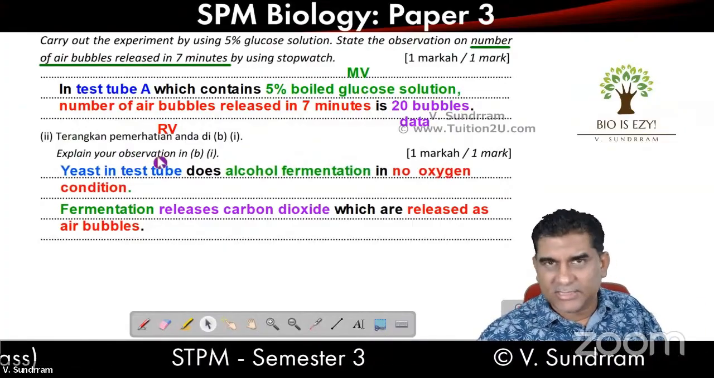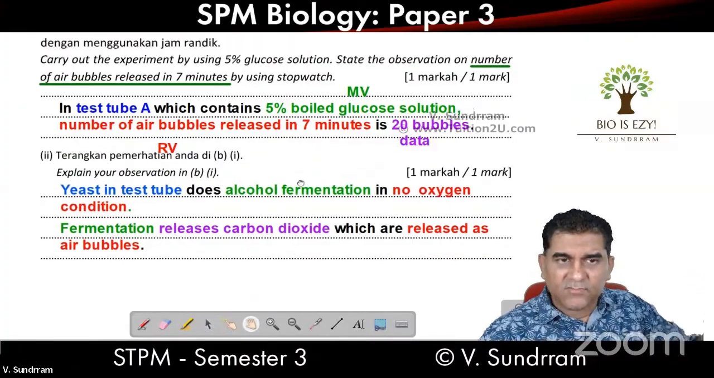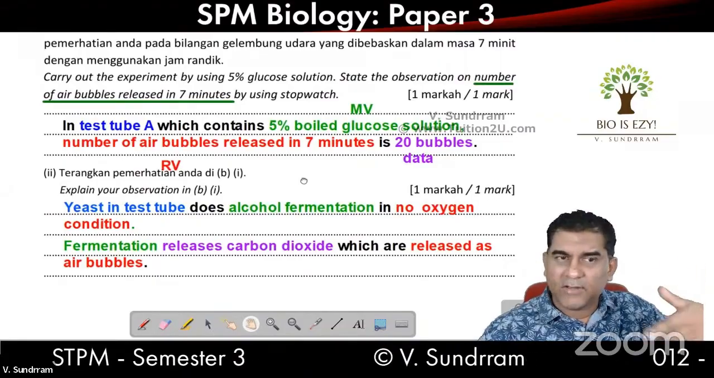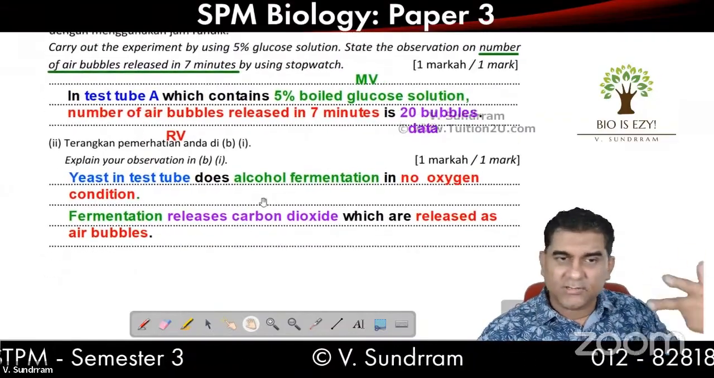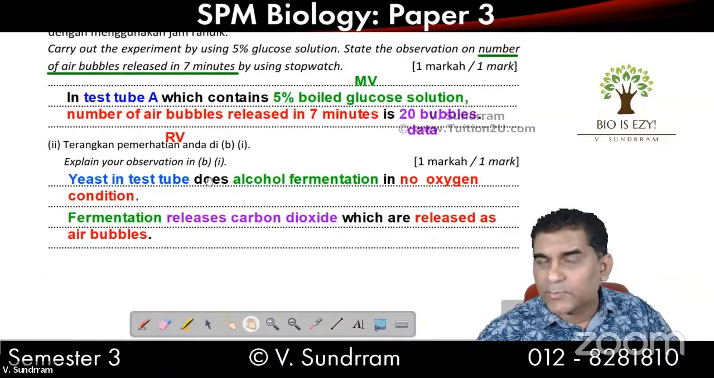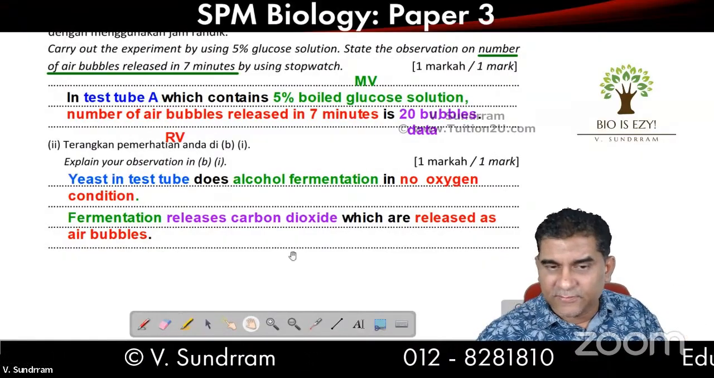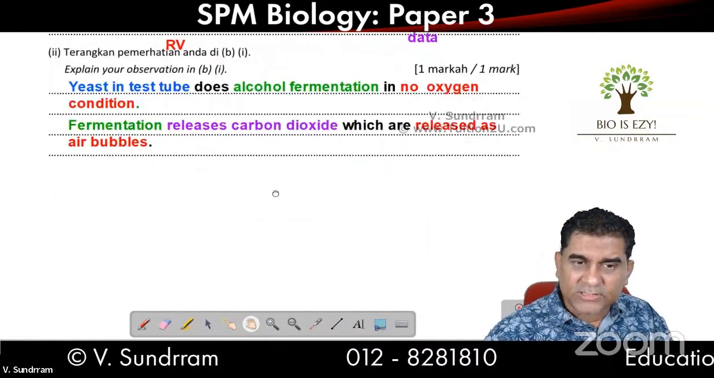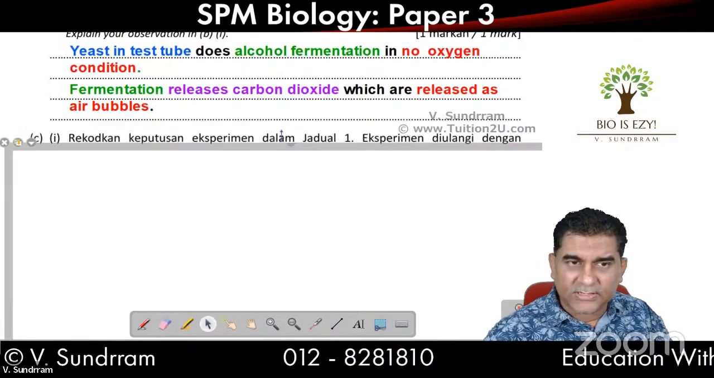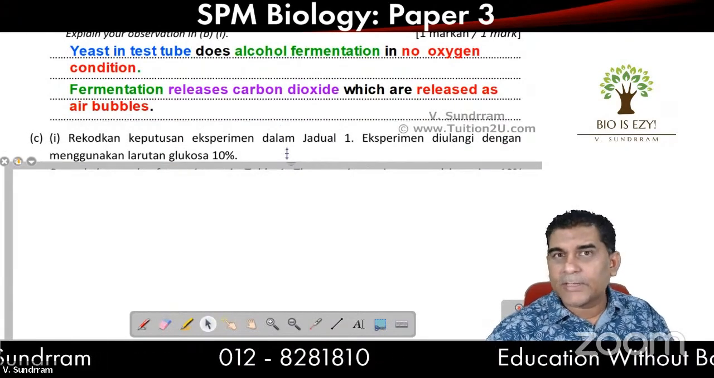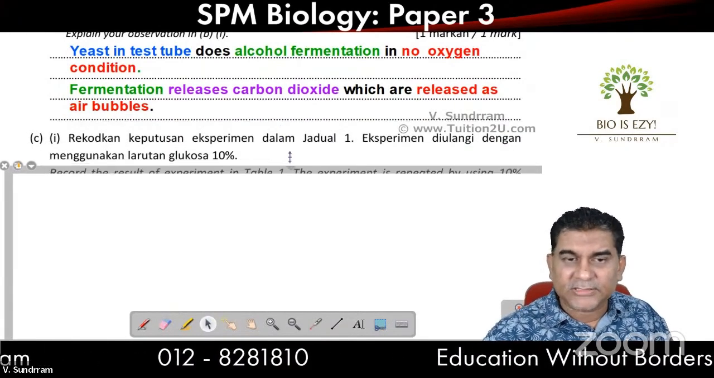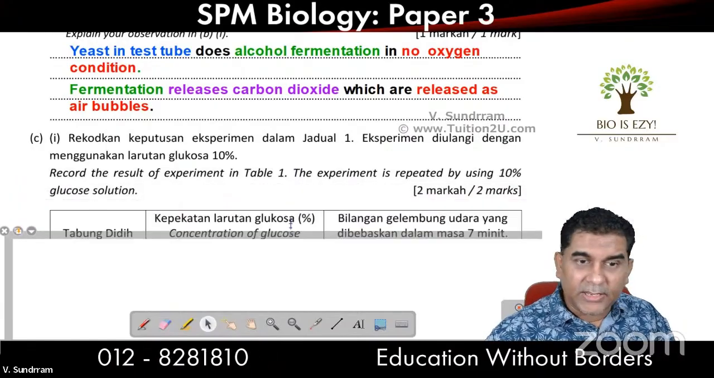Nothing hard in this experiment. Always we give one observation and we explain that one observation. Explaining the observation is basically inference. What is the next question? The next question I think is fill in the table. Conduct the experiment, repeat the experiment using 10% glucose and complete the table.